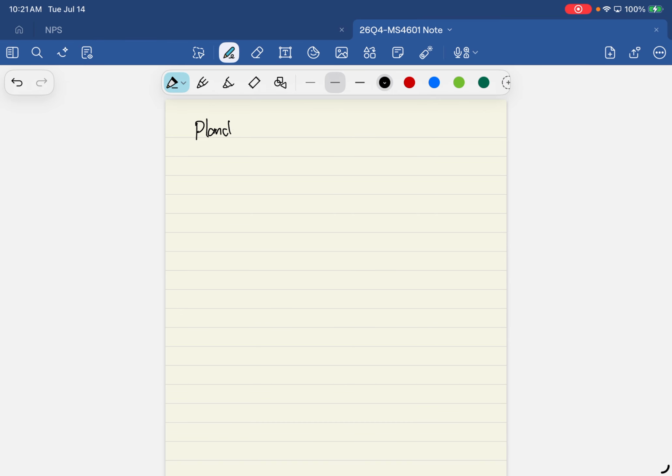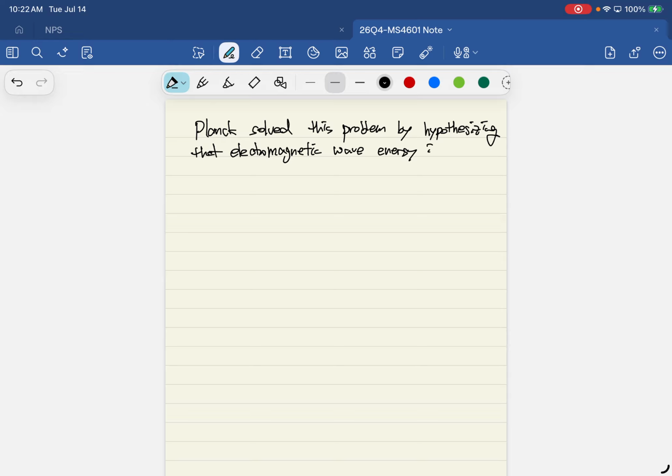So Planck, basically, this was a thought experiment, solved this problem by hypothesizing that electromagnetic wave energy is quantized. Okay, this was a radical concept.